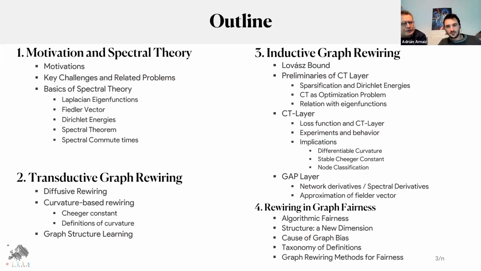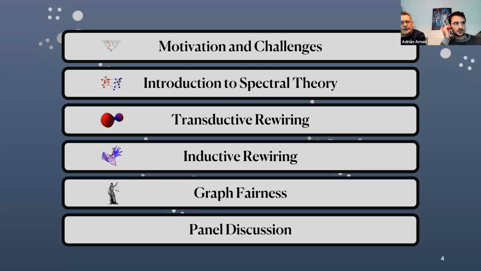The main outline is here. I'm not going to go very deep, so only the main goals that we have with this tutorial: explain the motivations and challenges of rewiring, then do a little introduction to spectral theory so everyone is on the same page, and then move to transductive rewiring. That is a line of methods that do rewiring in a special way. Then we are going to move to inductive rewiring, which is a more novel way to perform rewiring. We will end up explaining the fairness applications of this rewiring.